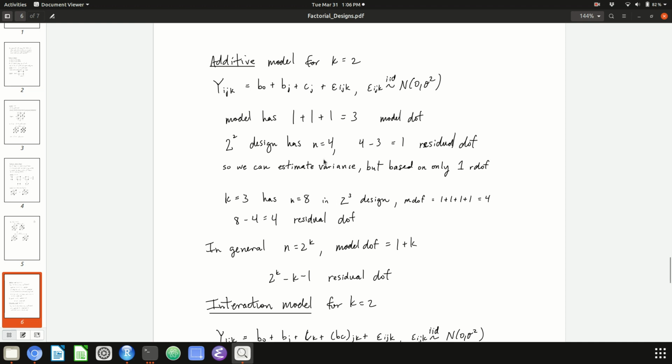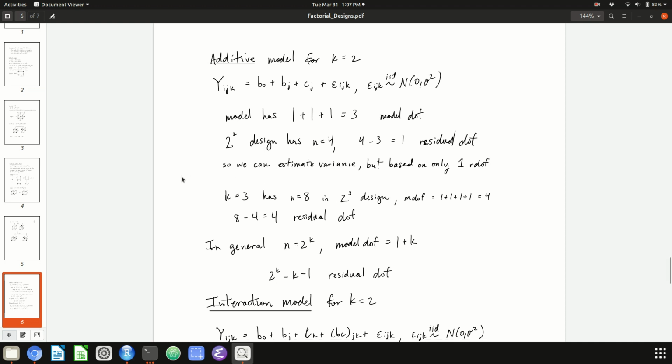The 2 to the 2 design has 4 runs, and therefore we have 4 minus 3 equals 1 residual degrees of freedom. So the 2 to the 2 design allows us to estimate the additive model in 2 variables, and we can get an estimate of the variance, but it's based only on 1 residual degrees of freedom. So it's not going to be a very reliable estimate of the variance.